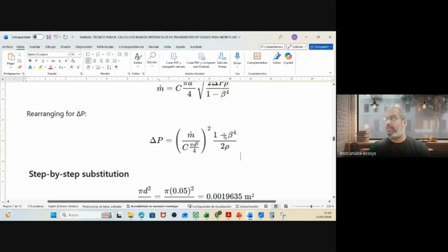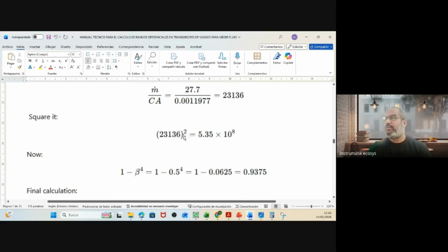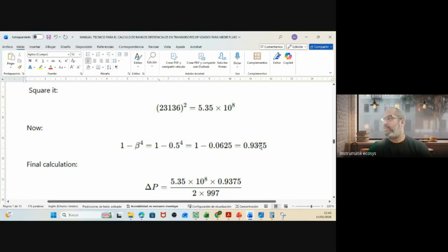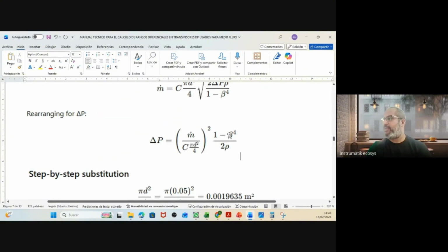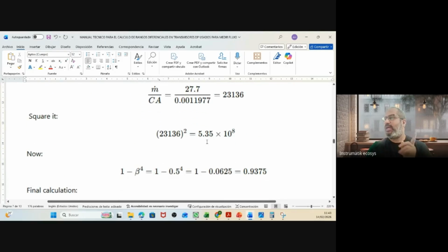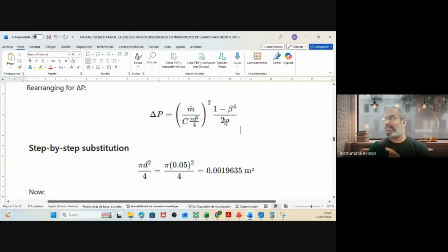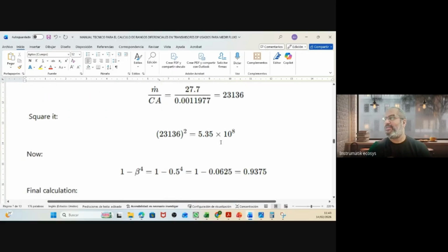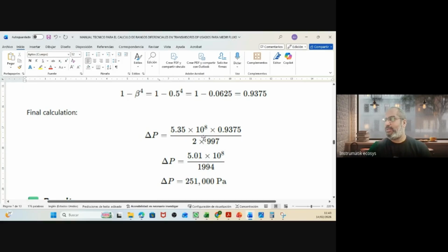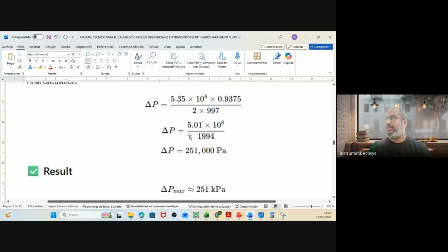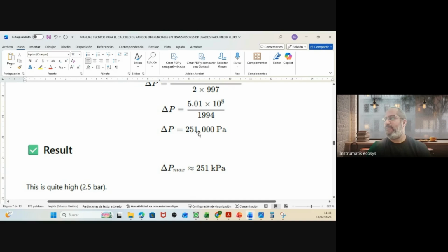Now you're solving this division, this one. You are solving this one, and this is the result. Now you have the number for this value, and two times the density, I think that's a direct calculation. And at the end, this one that is here, two times the density, and then you calculate. Now finally, you calculate delta P.